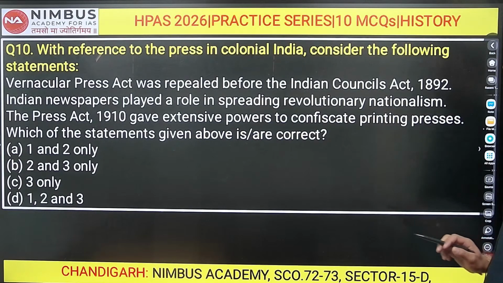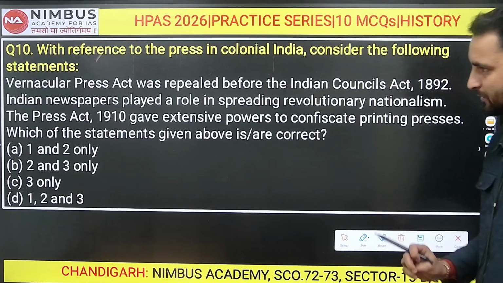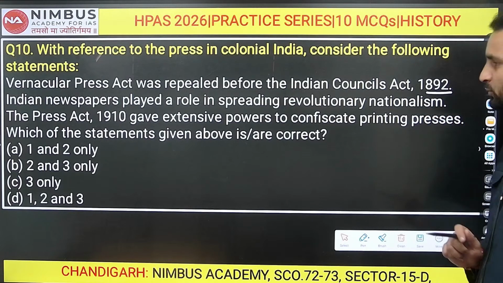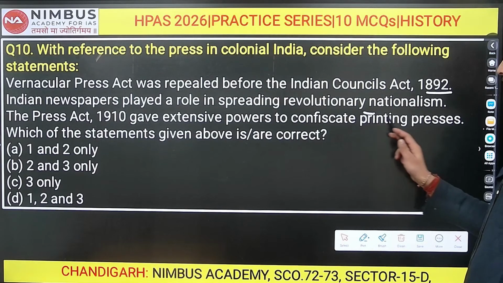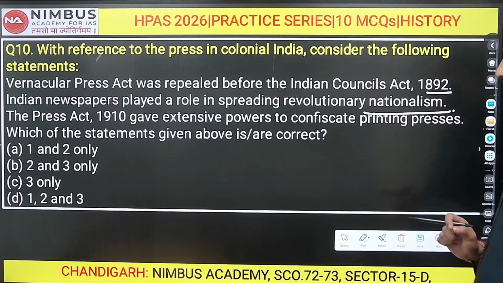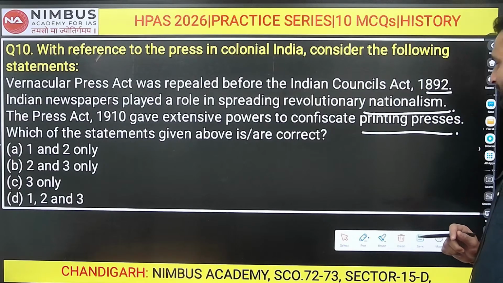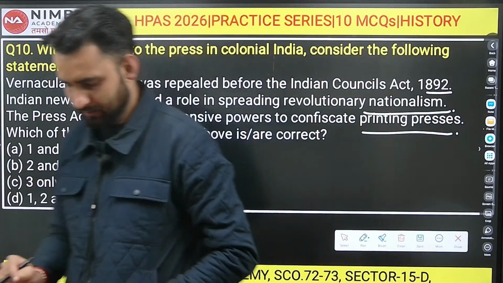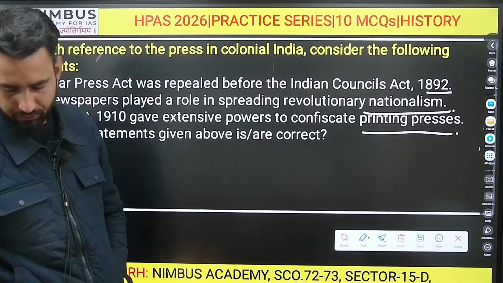Question number 10: with reference to the press in colonial India, consider the following statements. First, the Vernacular Press Act was repealed before the Indian Councils Act of 1892. Second, the Indian newspapers played a role in spreading revolutionary nationalism. And third, the Press Act of 1910 gave extensive powers to confiscate printing presses. What should be the right answer for question number 10? Let me know. Question 9 is done. What should be the right answer for question number 10?